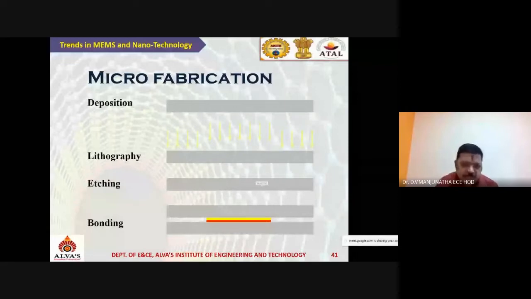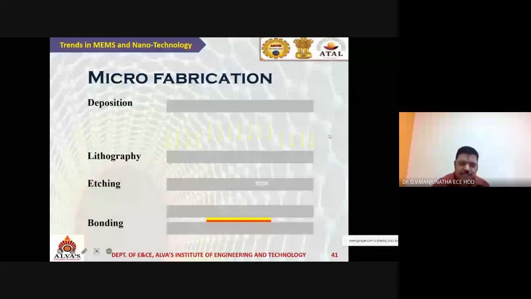Before we go to this fabrication, or after the fabrication, I will be putting a video where you will understand what microfabrication is. Very frequently we do deposition, then lithography, exposing the wafer to light by using a mask. Etching can be done, and then bonding. These are the four steps involved in microfabrication: deposition, lithography, etching, and bonding.